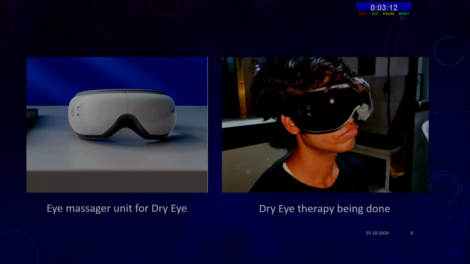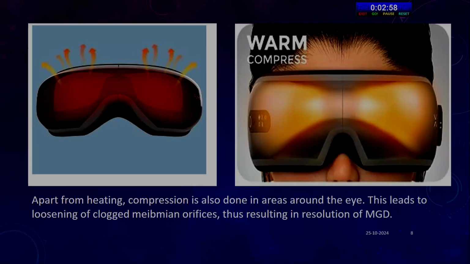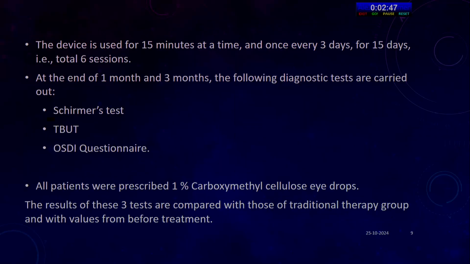Now this is how the patient wears it. What happens here is that it maintains an optimal temperature of about 42 degrees Celsius continuously, so a good heating therapy is achieved. Apart from this, it has warm compressors at specific points on the lids so that a meibomian massage is obtained. It also has vibration therapy. The device is used for 15 minutes at a time, once every 3 days for 15 days. That is a total of 6 sessions in 15 days.